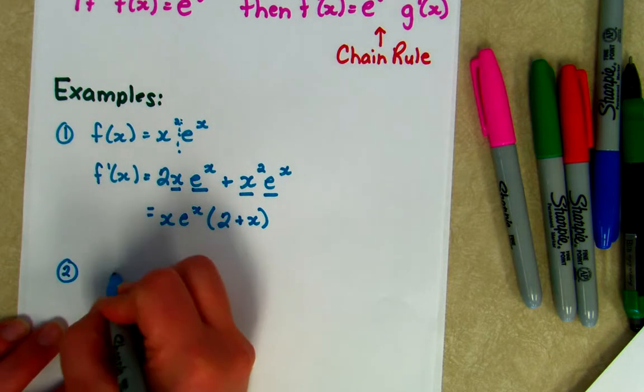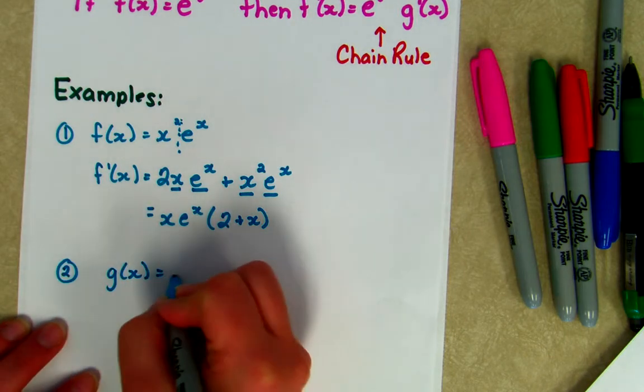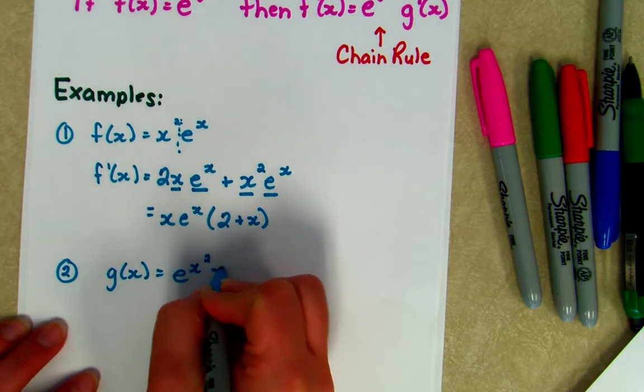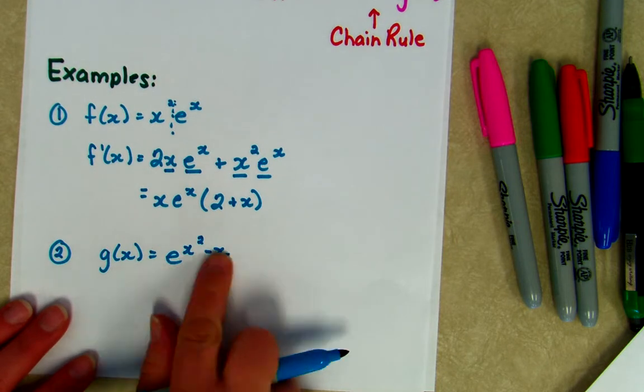Example number 2. g of x equals e to the x squared minus x. So this is just an exponential function.